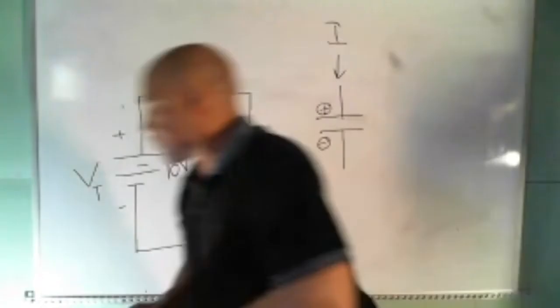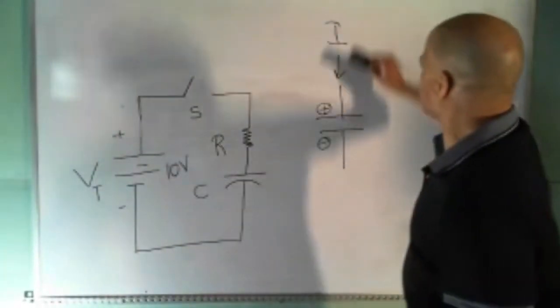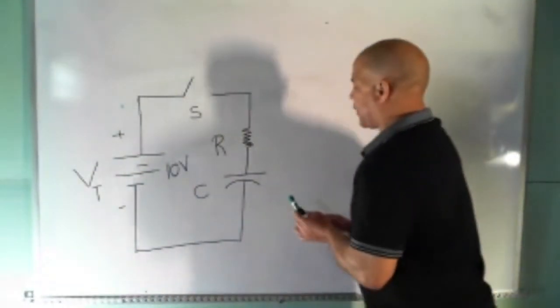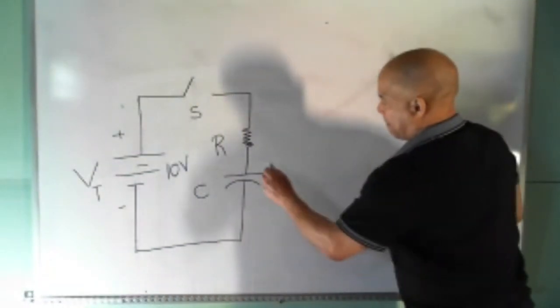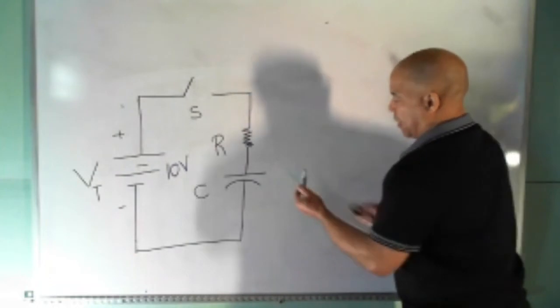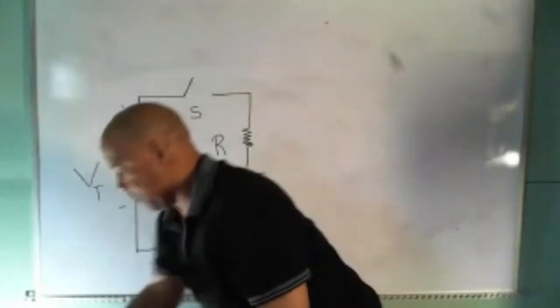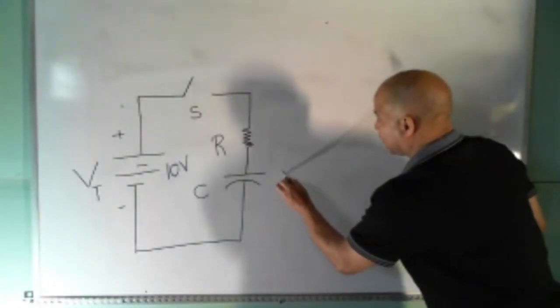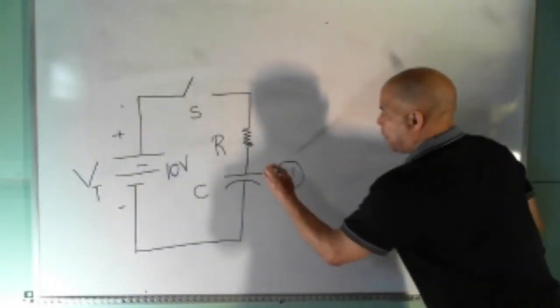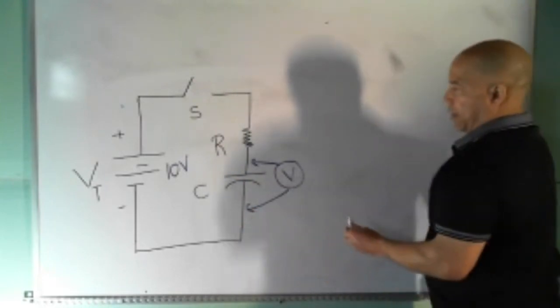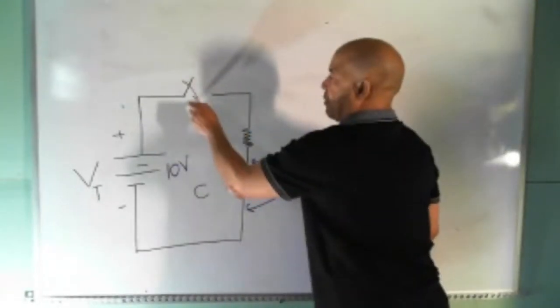So here's what that means. No charge is in the capacitor. If you take a voltmeter and put it across the capacitor, here's my voltmeter. I don't know if you can see that grid. So here's my voltmeter. I'm going to put it across the capacitor, and then I'm going to close the switch.